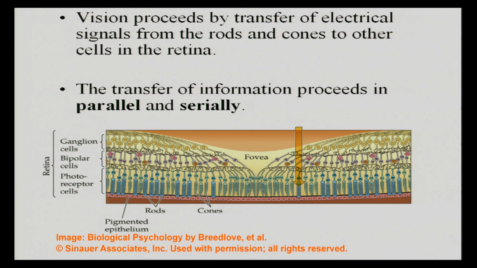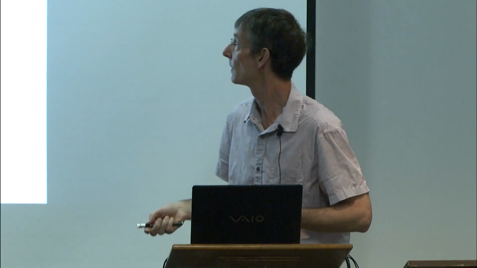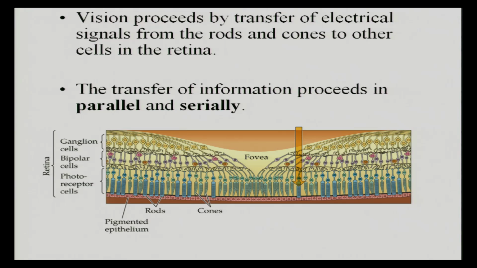And so another important principle that you are probably aware of, but I want to reiterate here because it makes it easier to think about the system, is that the transfer of information, the transfer of the signals, proceeds both serially, so it goes from the rod or the cone through a bipolar to a ganglion cell, and it goes in parallel, because the same sort of process is happening at a whole lot of different places at the same time across the retina.